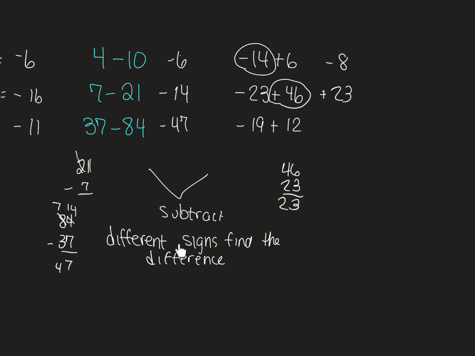Same signs, I found the difference, but I have to know who do I have more of. I have more positive things. Okay, different signs, I'm finding the difference. I can do that in my head, it's 7. 19 is bigger. 19 is negative, so my answer is negative. I have more negative things than I do positive things.